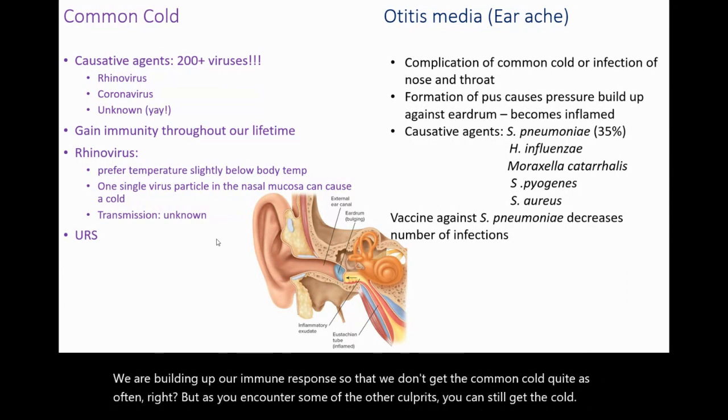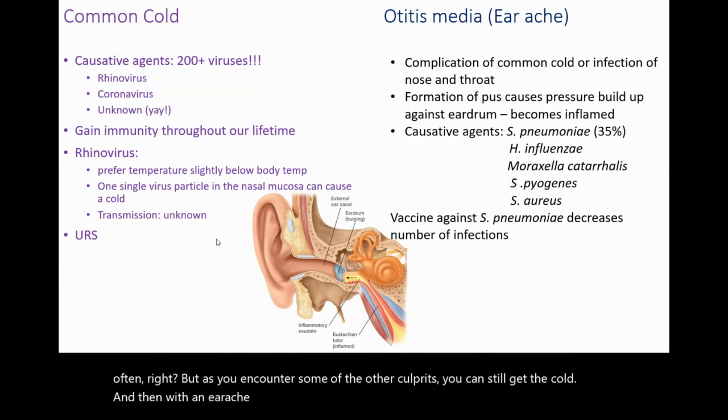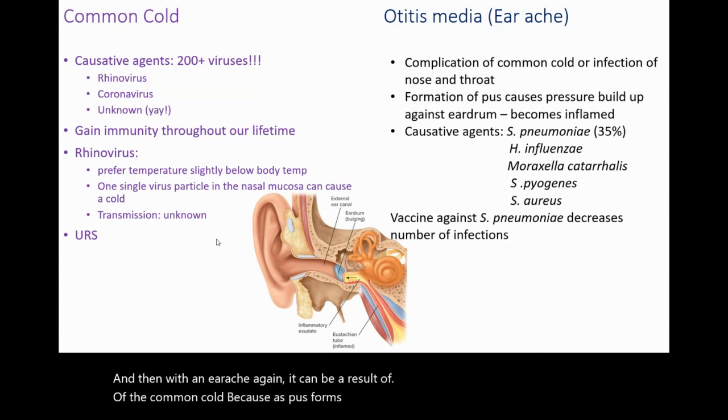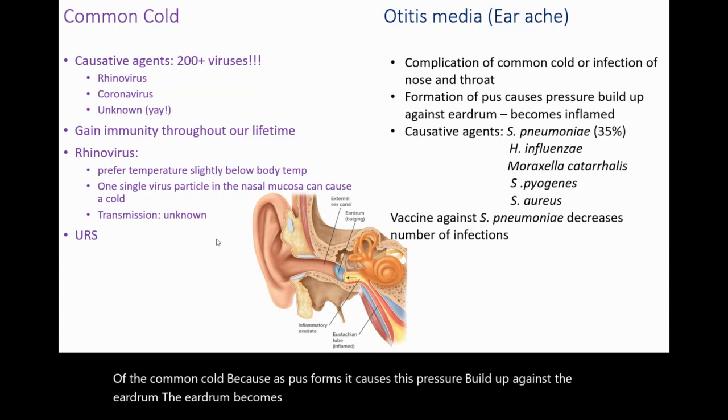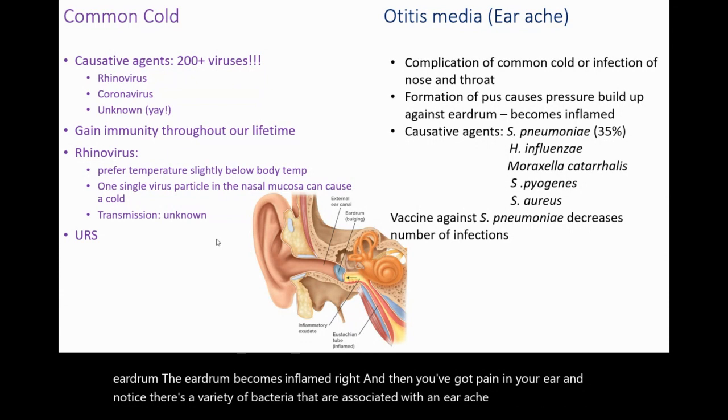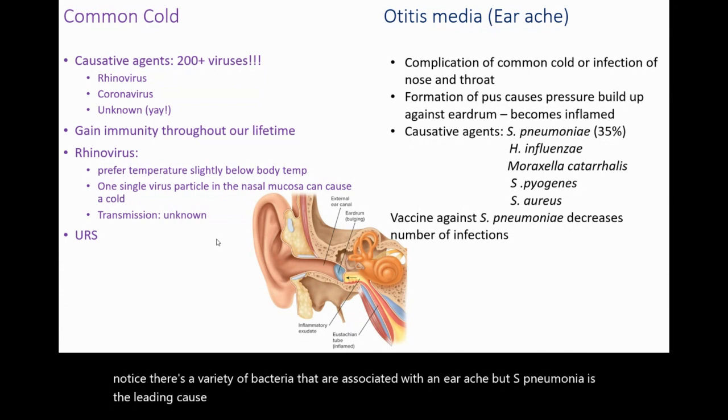And then with an earache, again, it can be a result of the common cold, because as pus forms, it causes a pressure buildup against the eardrum, which becomes inflamed, and then you've got pain in your ear. And notice there's a variety of bacteria that are associated with an earache. But S. pneumoniae is the leading cause of earaches. And so the vaccine against that organism does decrease the number of S. pneumoniae related earaches that we see.